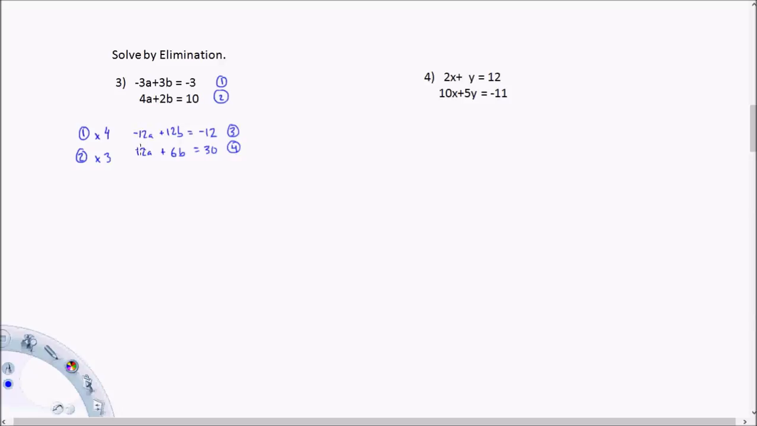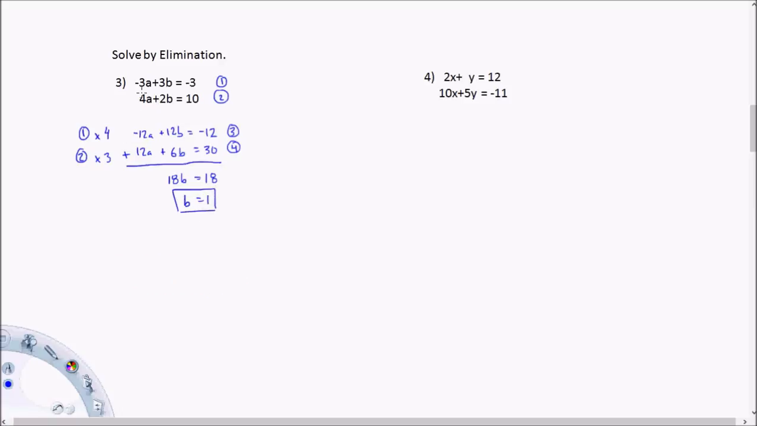So now we can see that our a values have the same coefficient, one being positive, one being negative. Therefore, for these equations, we would want to add them to eliminate the a coordinates, because negative 12a plus 12a is 0. We then want to add these two terms together, so we would end up with 18b. And if we add these two together, we end up with 18. So if we divide both sides by 18, we'd end up with b equals 1.